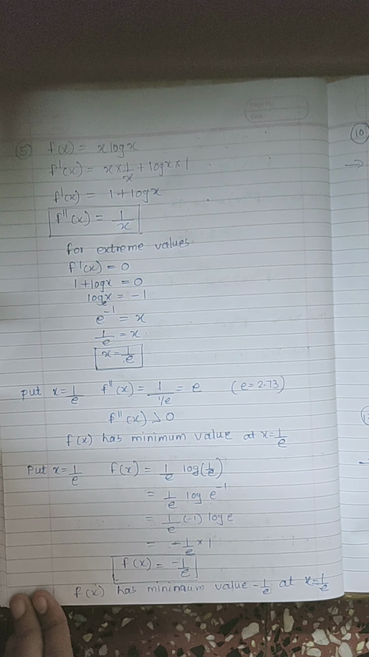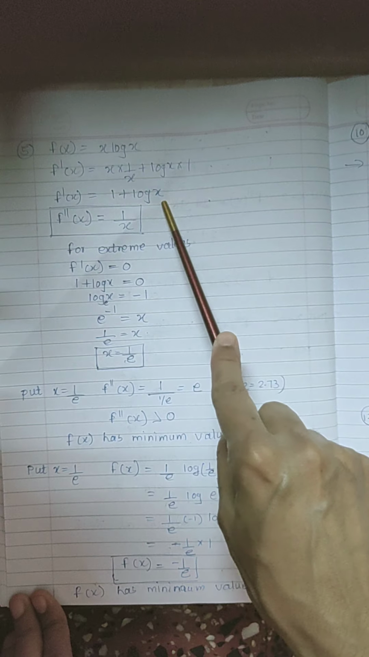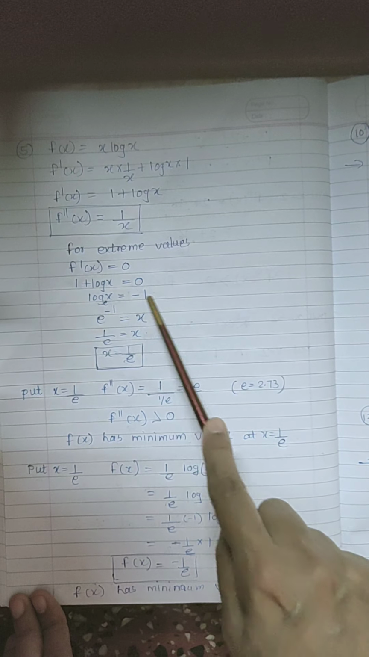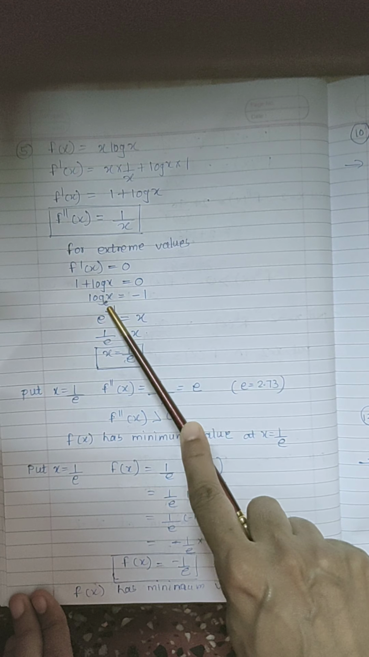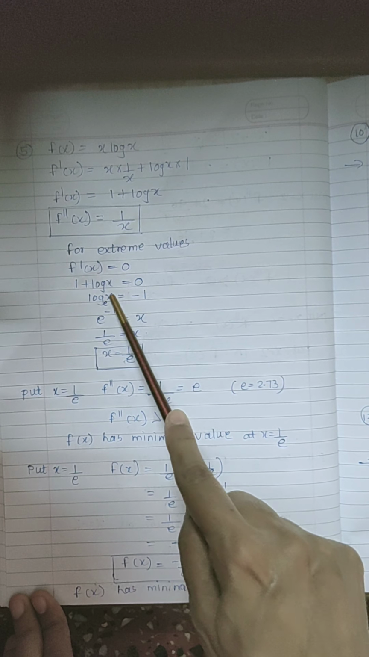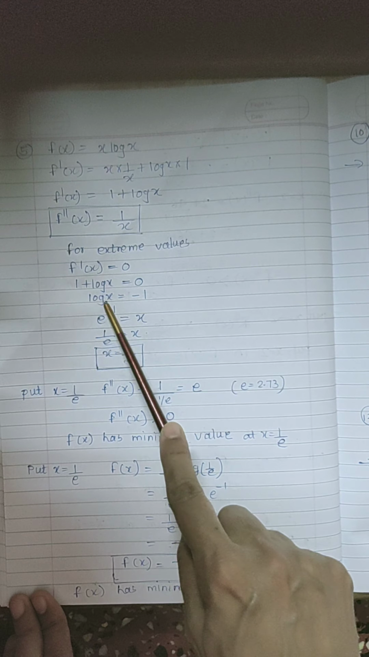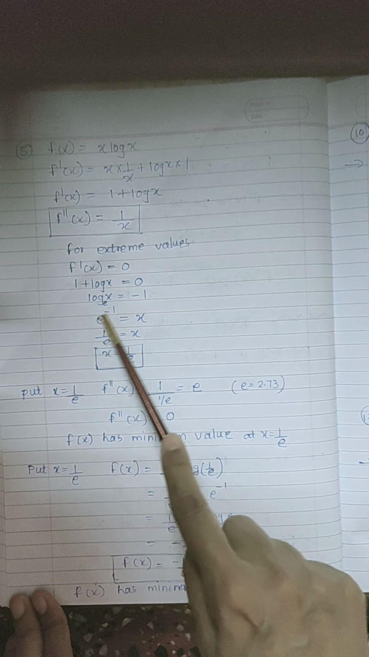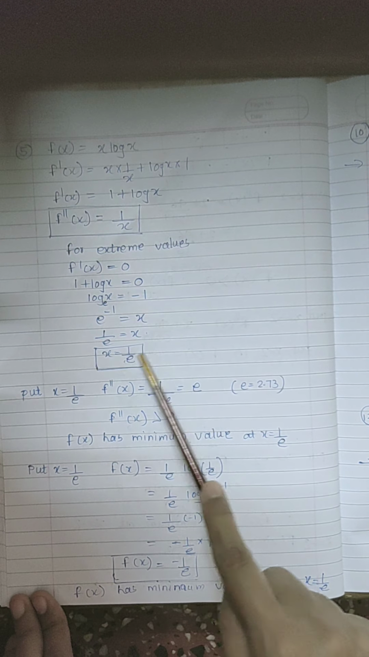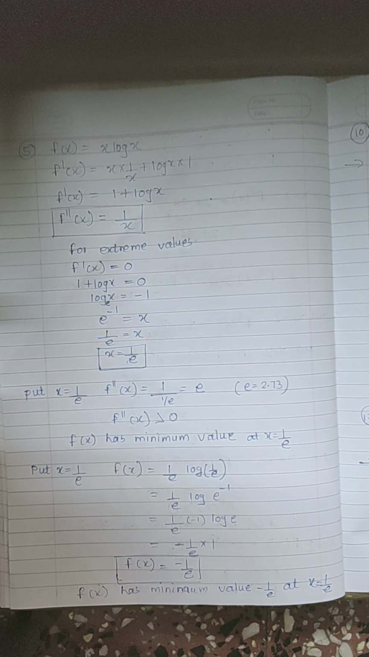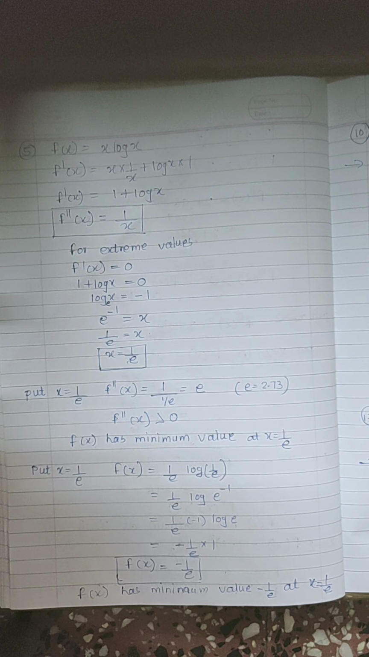Now for next step, for extreme values, f dash of x is equal to 0. So our f dash of x is 1 plus log x. So 1 plus log x is equal to 0. Now take this 1 this side. So log x is equal to minus 1. Now here base e is there. So how to convert into exponential? That is e raised to minus 1 is equal to x. Always remember, this base e you have to take, and this raised to minus 1 is equal to x. E raised to minus 1 is 1 upon e is equal to x. The value of x is 1 upon e. So after equating f dash of x equal to 0, we got only one value of x, that is 1 upon e.